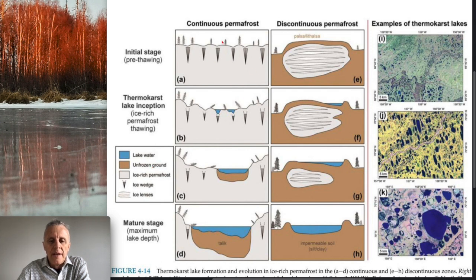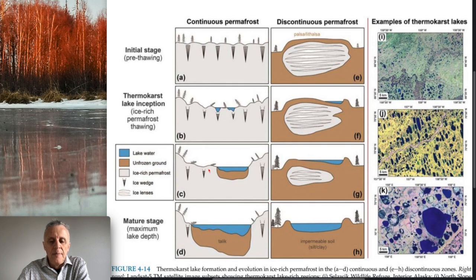Looking at the continuous permafrost, this is the initial stage. We have ice wedges, and we have ice-rich permafrost here. Then we have thermokarst lake inception. So we have these trees that are falling, and it's sort of called a drunken forest. And as the ice is melting, it's creating a kind of topographical change.